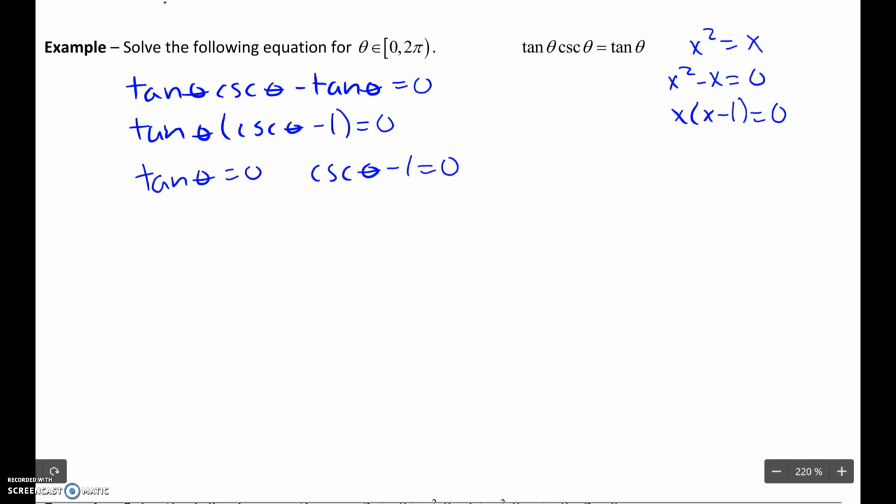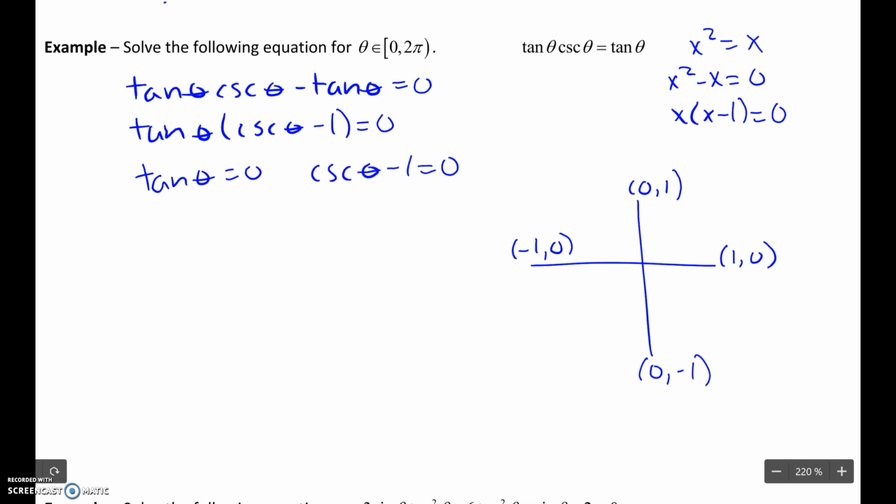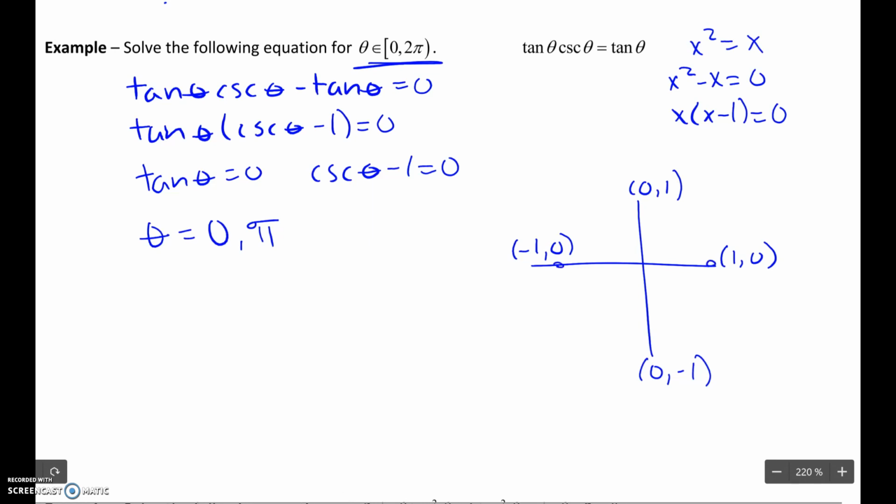So we have tangent theta equals 0. So let's put these on here: 1, 0, 0, 1, negative 1, 0, 0, negative 1. So when is your tangent 0? Tangent is 0 when sine over cosine is 0. So y over x is 0. So theta equals 0 and pi, right? We're staying in our domain between 0 and 2 pi. So 0 works, right? It's included. 2 pi is not included, so I can't put 2 pi. So just here and here.